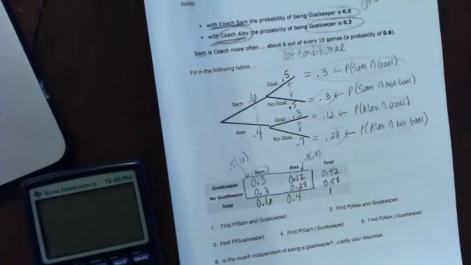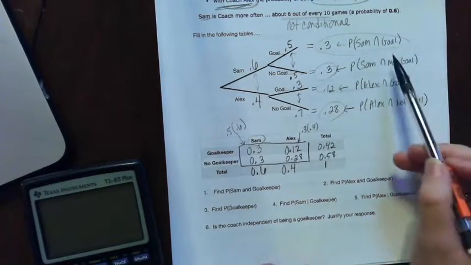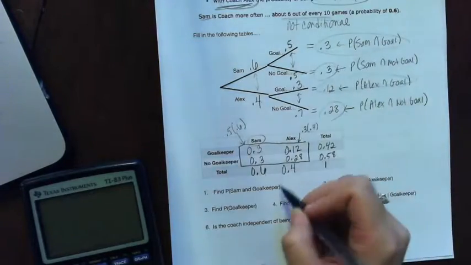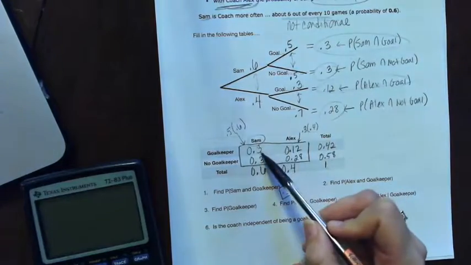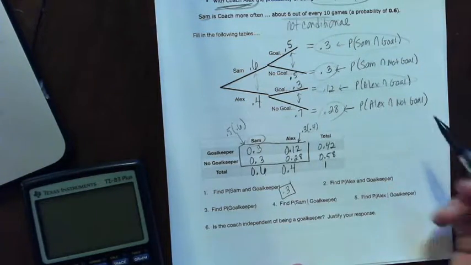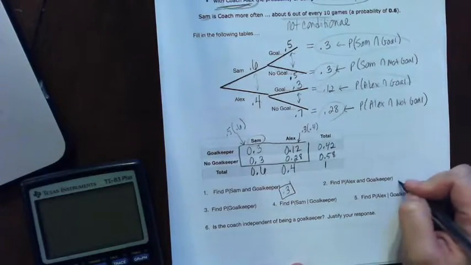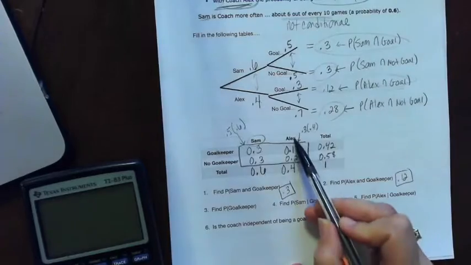Now, once you have that all filled in, you can answer these questions. Most of this you can pick right out of the table or right out of the tree diagram. What's the probability of a game having Sam as the coach and you being goalkeeper? That's just 0.3. I can see it in the tree here, and I can see it in the table here. What's the probability of Alex being the coach and you being the goalkeeper? That's 0.12. I can see it in the tree here, and I can see it in the table here.